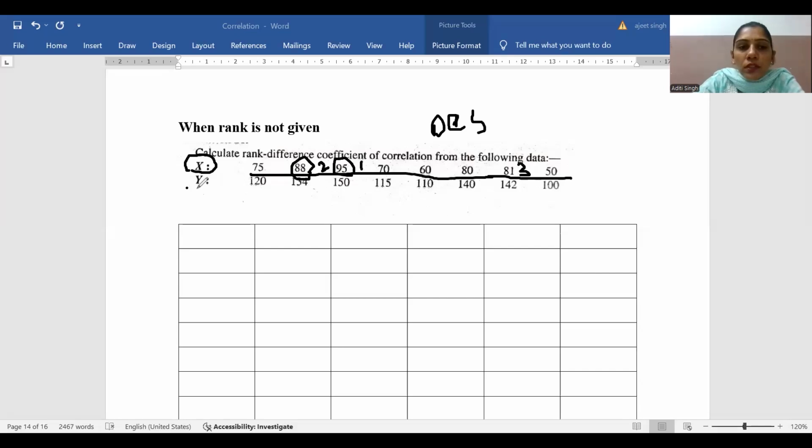If we talk about series Y, we also assign ranking in descending order. The highest value in this series is 150, so we assign rank 1 to 150. After that the highest value is 142, so we assign rank 2 to 142. Like this, we will assign rank to the given series.